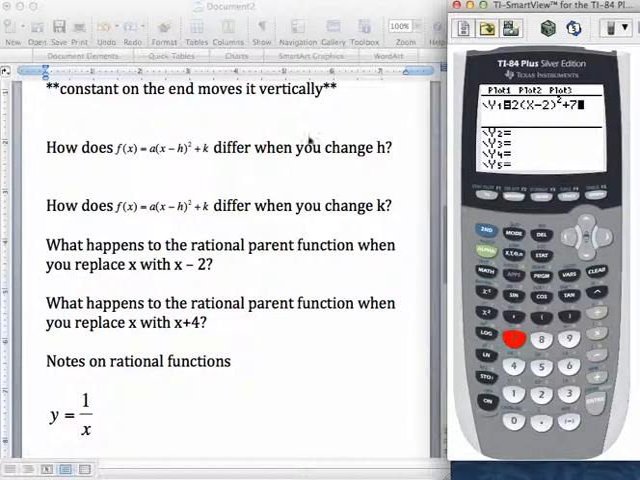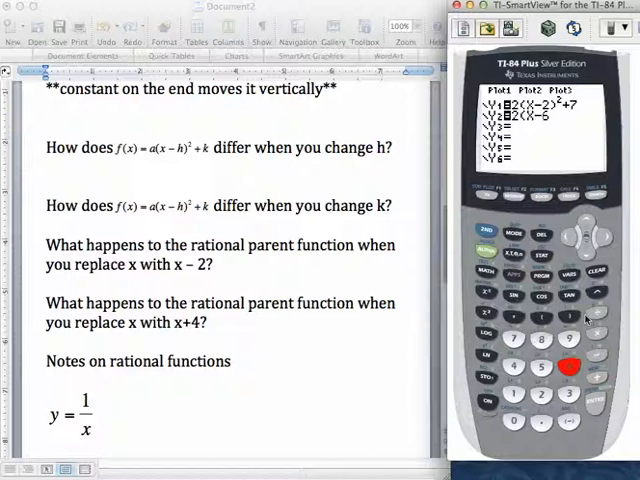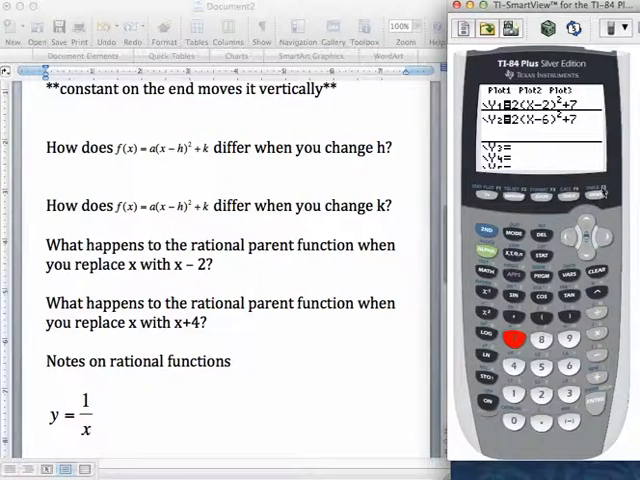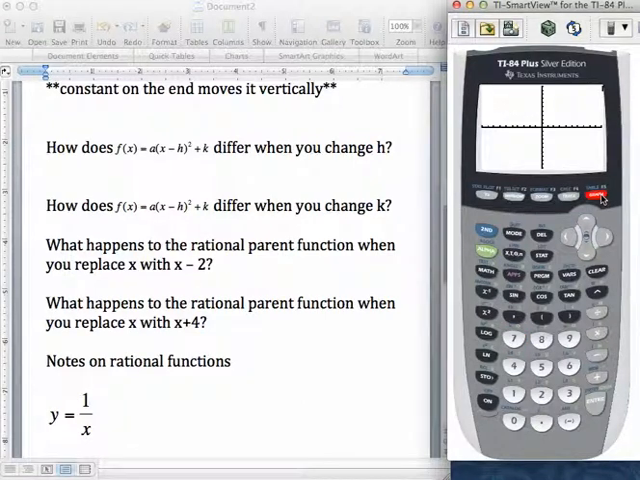And then how does it differ when you change H? So I'm going to change this middle number. I'm still going to keep the A the same, 2, x minus, but instead of 2, I'll do x minus 6. Squared, plus 7. And then I'll graph it. So all I did was change H. So here's the original, whenever it decides to load. And then there's the new guy. In a second. There we go.